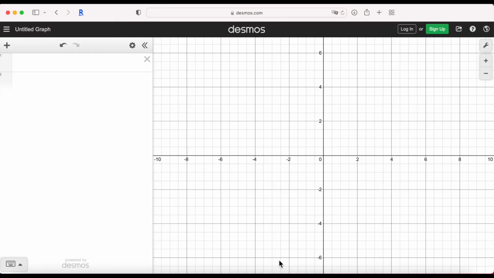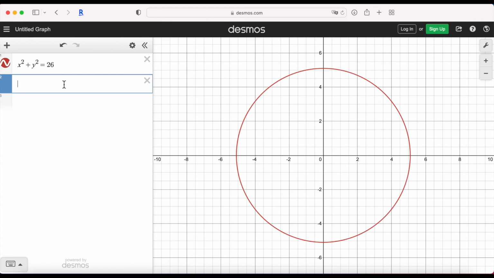Let's also verify this example by using the graph. So first, let's graph the circle x squared plus y squared equals 26. Next, let's graph the ellipse, 3x squared plus 25y squared equals 100.